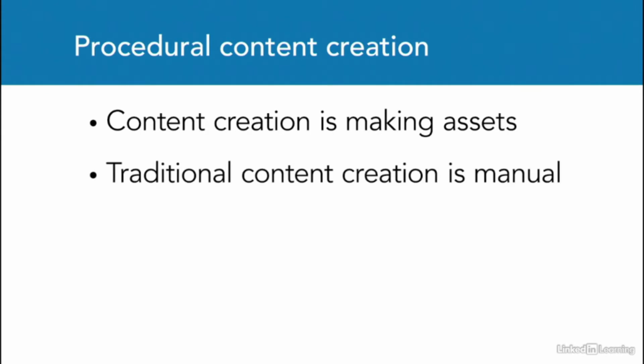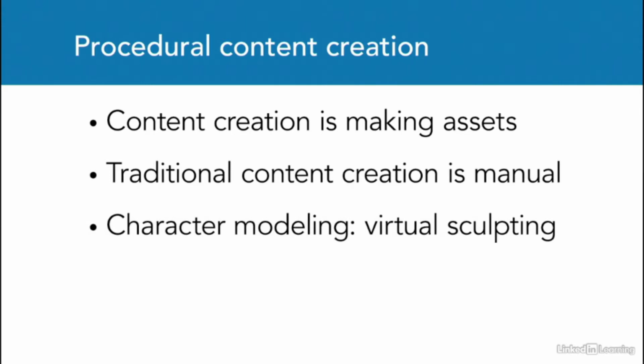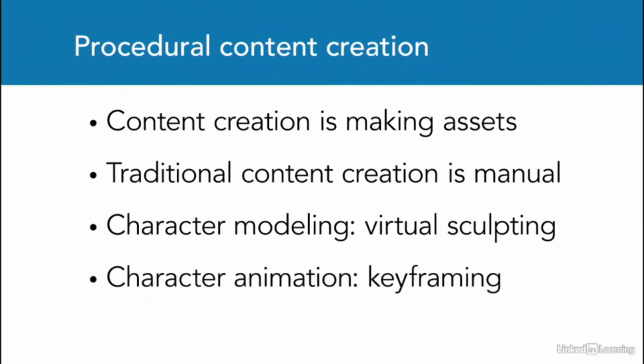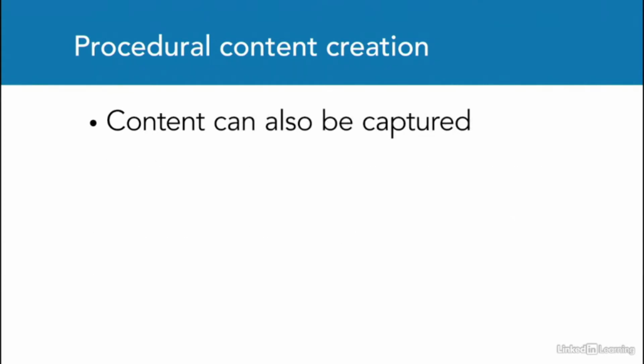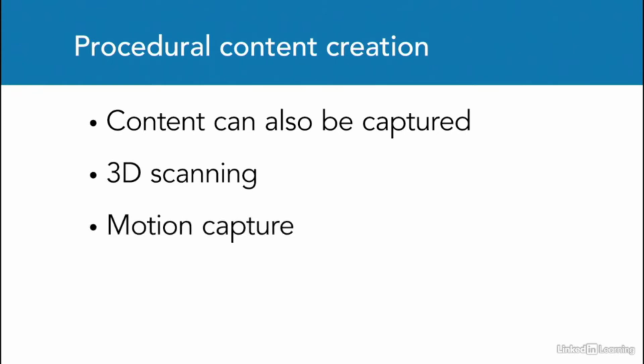Traditional content creation is mostly manual, crafted by hand. For example, character modeling is generally a manual process of virtual sculpting. Traditional character animation is generally a manual process of keyframing. Content can also be captured from the physical world. We can scan a 3D model of a real person instead of sculpting the model by hand. Likewise, we can capture the motions of a performer to animate a computer-generated character.